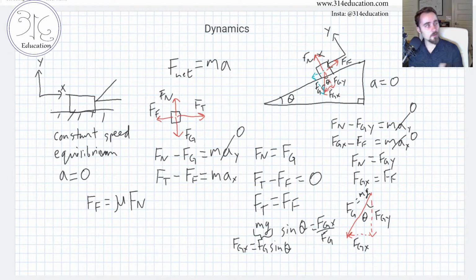And we can do a similar thing with Fgy, only in the case of Fgy, this is adjacent, so we'll use the cosine relation. And so the cosine of theta is adjacent over hypotenuse. That's the CA in SOHCAHTOA, which is going to be Fgy over Fg. And then once again, to get Fgy, we multiply both sides by Fg. And that gives us Fgy.